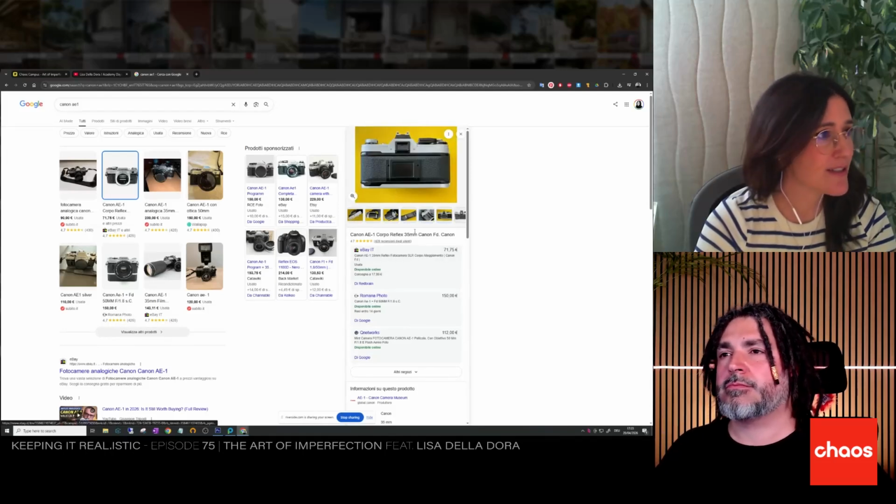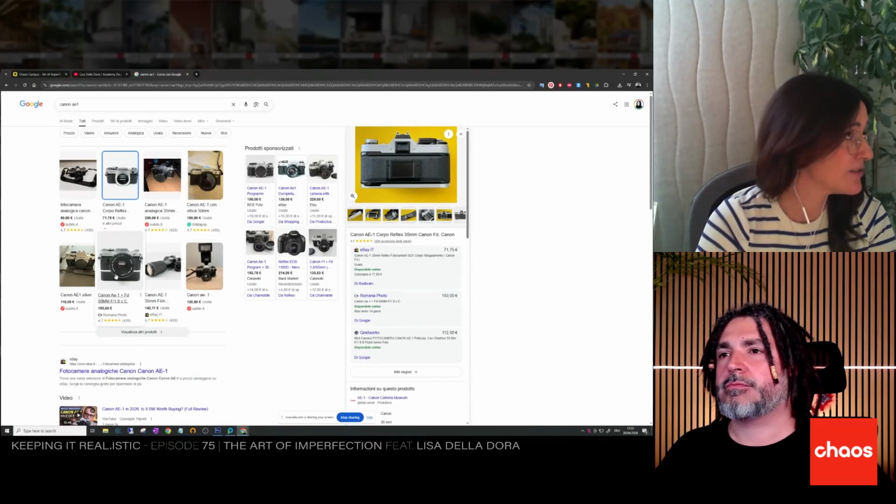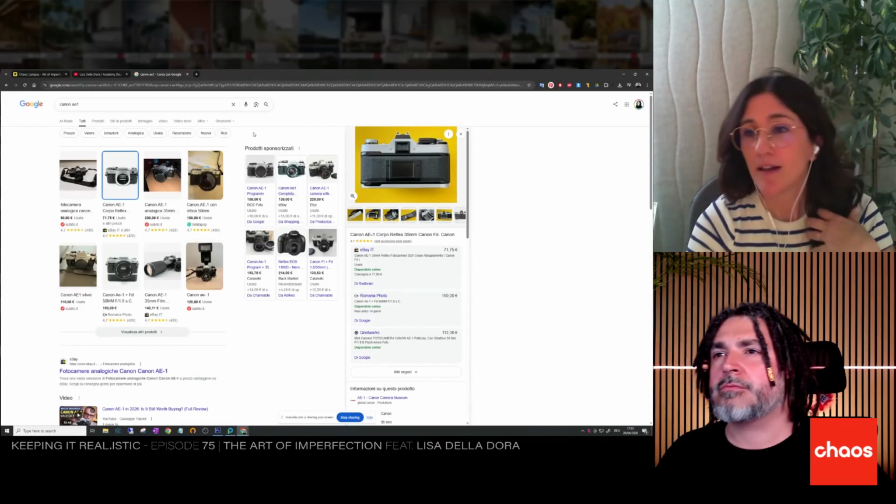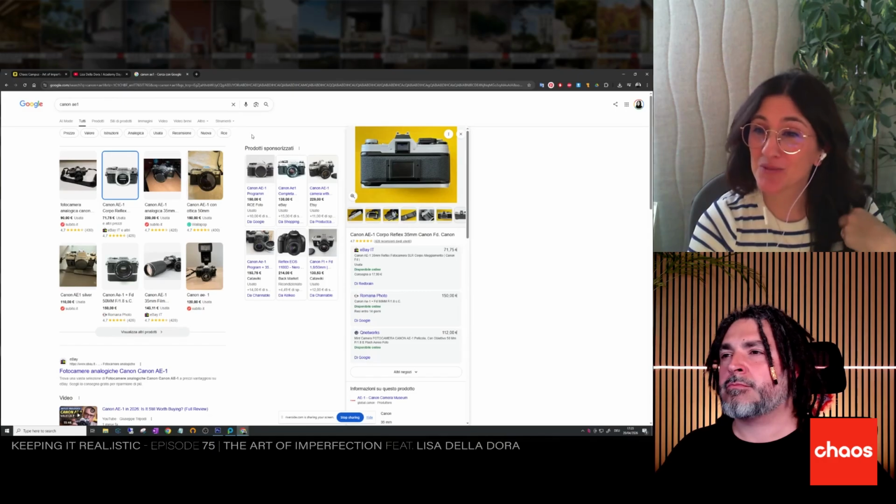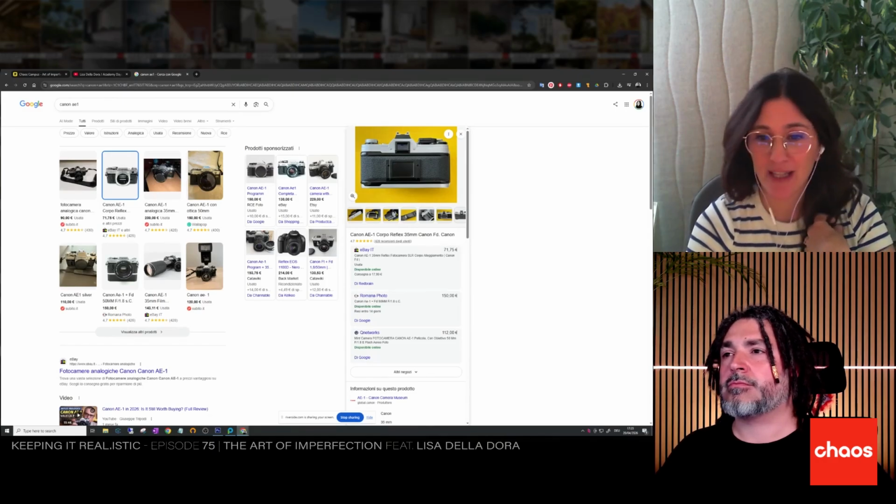And as you can see, it's not that expensive, at least in Italy. I don't know how it is outside of here. But yeah, that was my first ever analog camera, and I learned a lot.